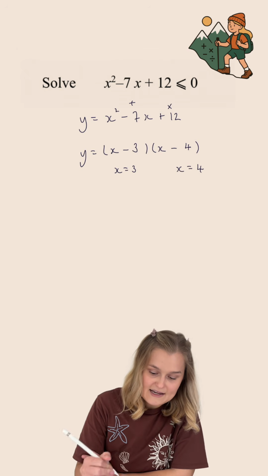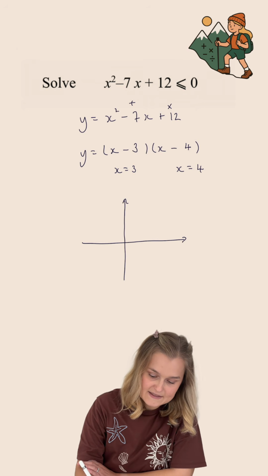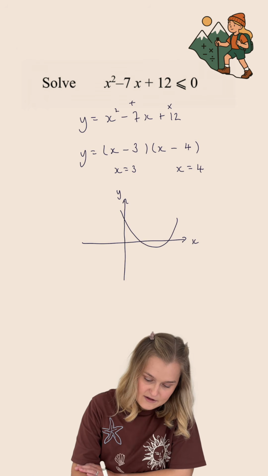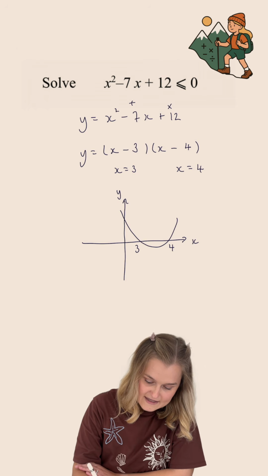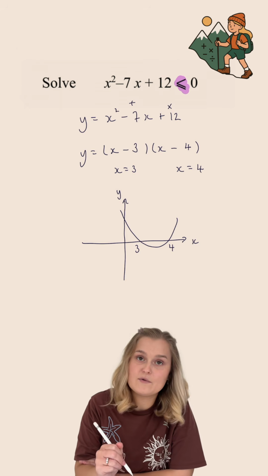Now I find for these questions drawing a sketch really does help, so I'm going to draw a very quick sketch of my quadratic graph. And this quadratic, as we said, crosses at 3 and 4 on the x-axis, and I'm looking for this quadratic for where it is less than or equal to 0.